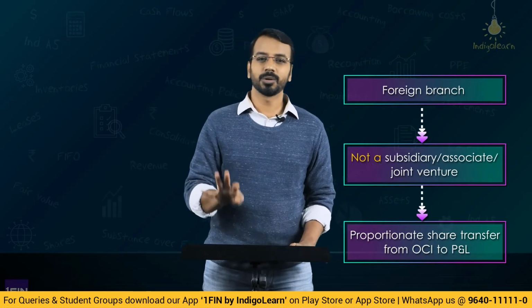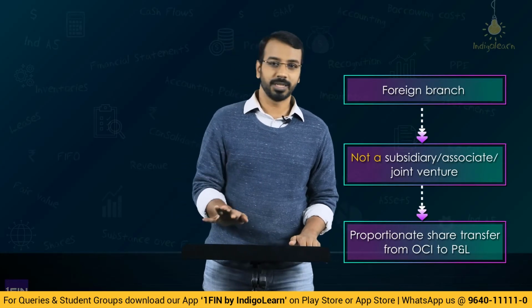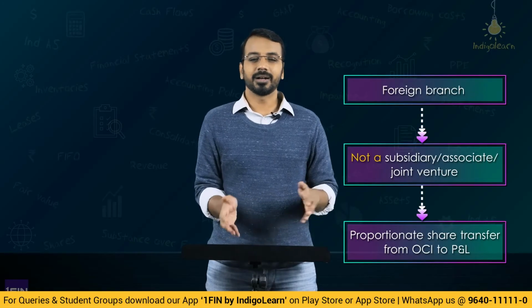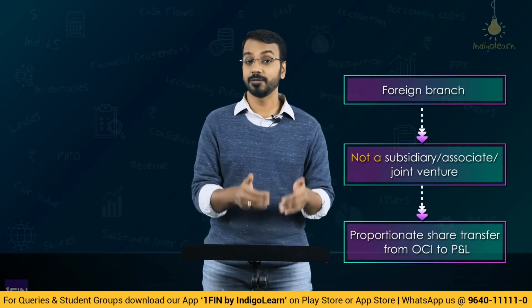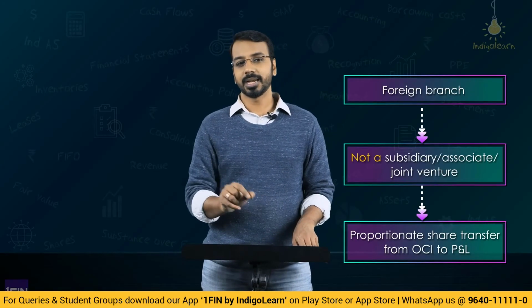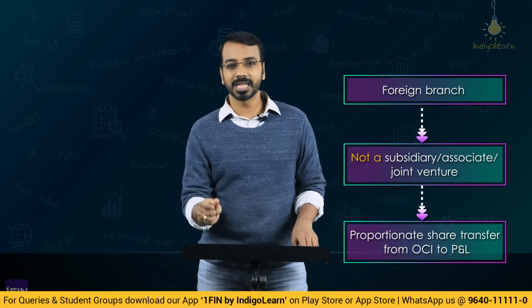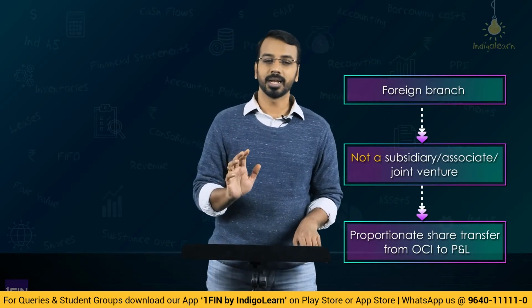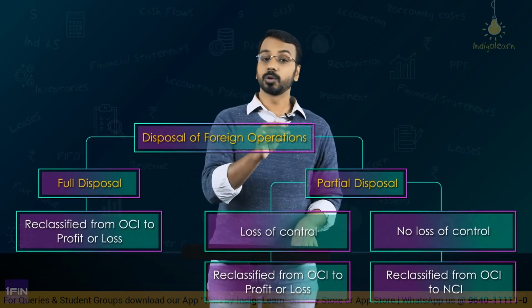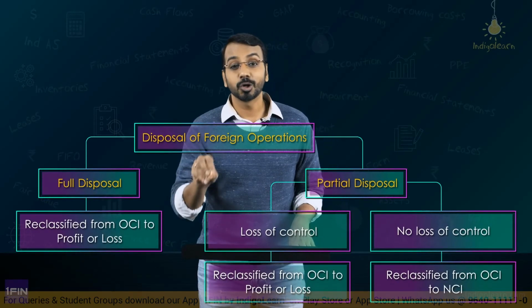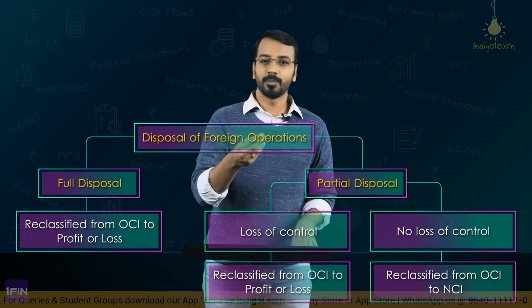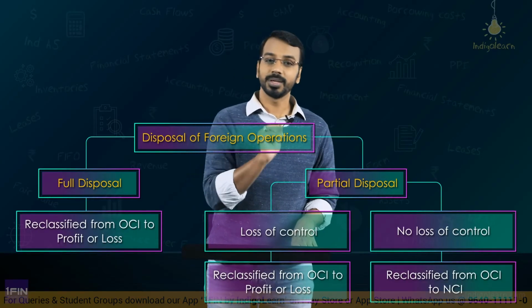Most of the times we get questions in the examination around the subsidiaries, okay. Very rarely do we get questions around a foreign operation, but even if you get it, the thing that you need to understand is proportionately you have to transfer from OCI to the P&L. So basically, if there is a full disposal, the entire amount will go to the P&L. If there is a loss of control of a subsidiary, then the entire amount will be reclassified from OCI to P&L.